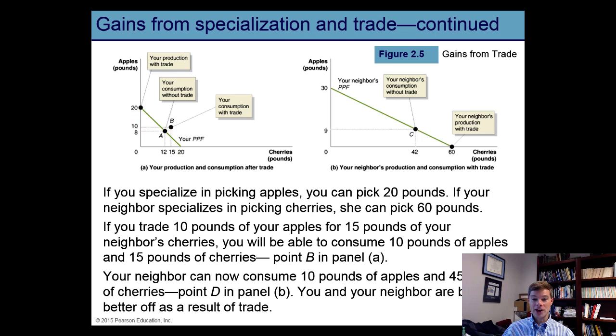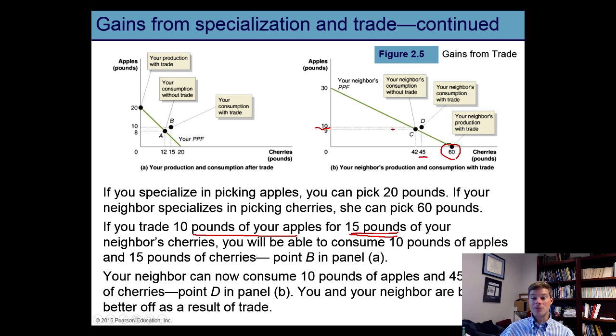Now let's consider your neighbor. Your neighbor started out by picking 60 pounds of cherries and then traded 15 pounds of those cherries to you for 10 pounds of apples. This meant that your neighbor ended up with 10 pounds of apples. This was obtained from a trade with you, and your neighbor ended up with 45 pounds of cherries to consume. Your neighbor picked 60 pounds of cherries, traded 15 pounds of them to you, leaving 45 pounds of cherries to consume.